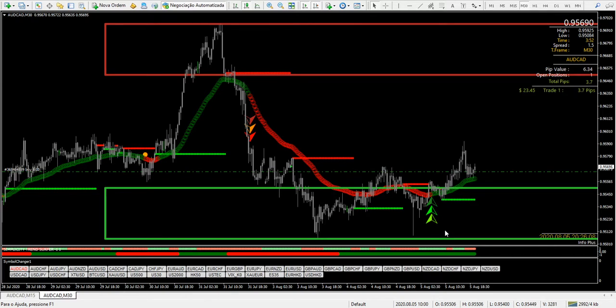First step on the Simplicity Trading System: the signal. That's the most important part. When the signal appears, I have to identify if it's a buy signal or a sell signal. In this case, it is a buy signal. So what are the conditions for me to take this trade? Well, the signal must come from this green buy area.